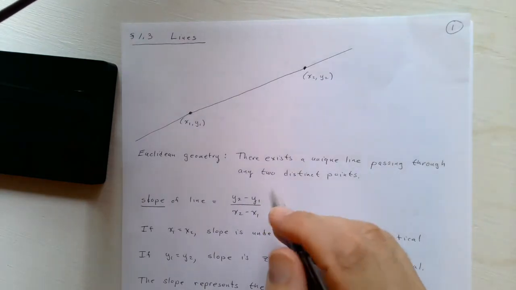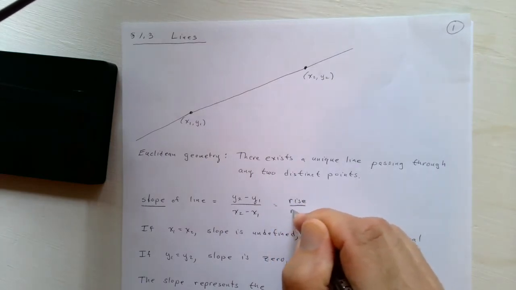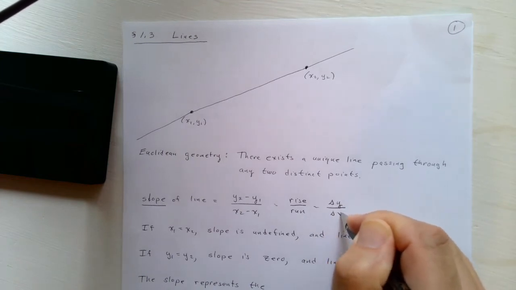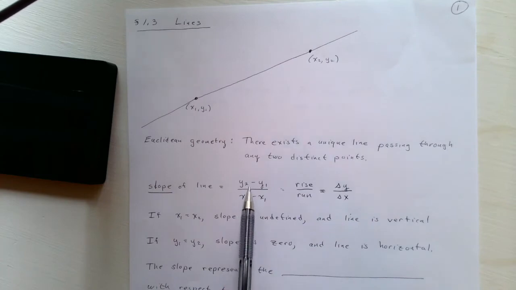Some of you might learn this as rise over run, or delta y divided by delta x. It's all the same thing. You could also switch these around and have y1 minus y2 divided by x1 minus x2. It's the same thing, as long as you're consistent.